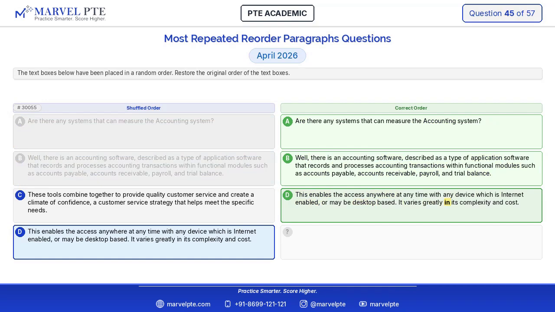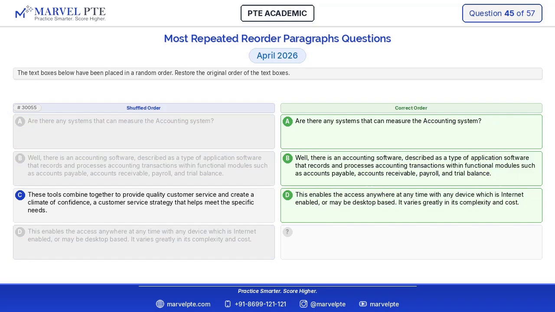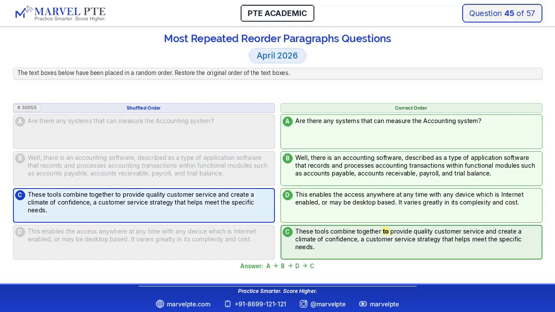It varies greatly in its complexity and cost. These tools combine together to provide quality customer service and create a climate of confidence, a customer service strategy that helps meet the specific needs.